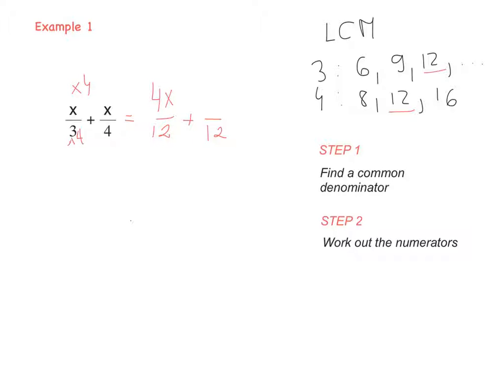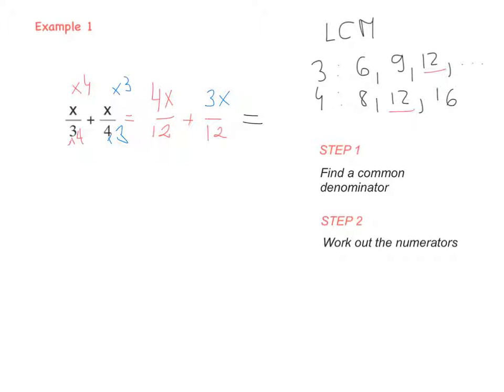Okay, now look at the second fraction. We had 4, now we have 12. So what did we do to 4 to get 12? And we had to multiply 4 by 3 to get 12, and the same we need to do to the top number, okay? So 4 multiplied by 3 and x multiplied by 3, okay? And x multiplied by 3 is 3x.